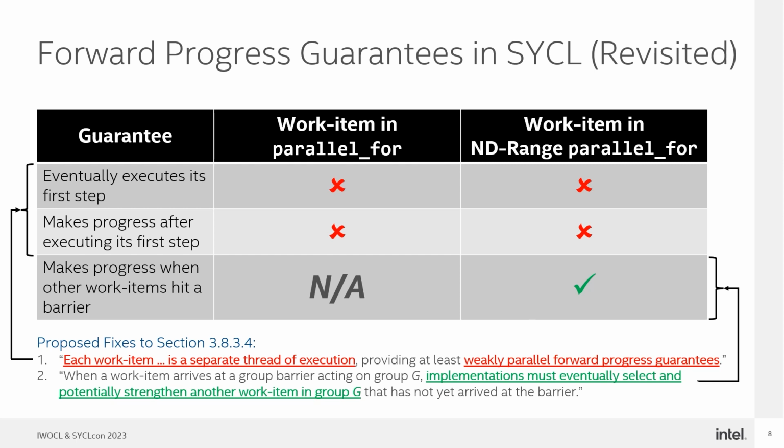And it also makes it clear that one of the assumptions from our motivating use cases was actually safe all along. So we can elect a work item to perform some operation on behalf of the rest of the group if the rest of the group is waiting at a barrier. But we still need to address our other assumption regarding the progress guarantees of work items in different work groups.